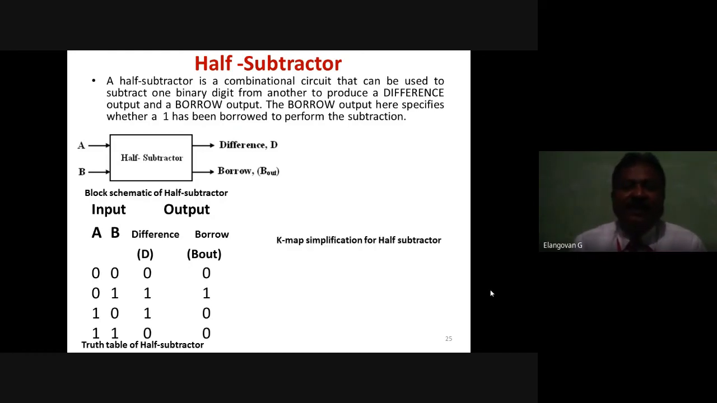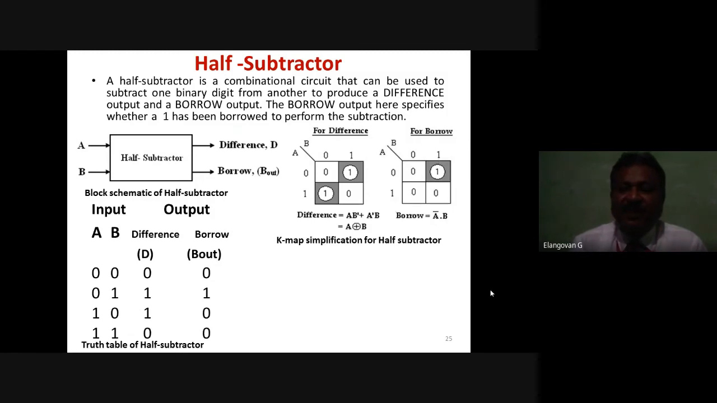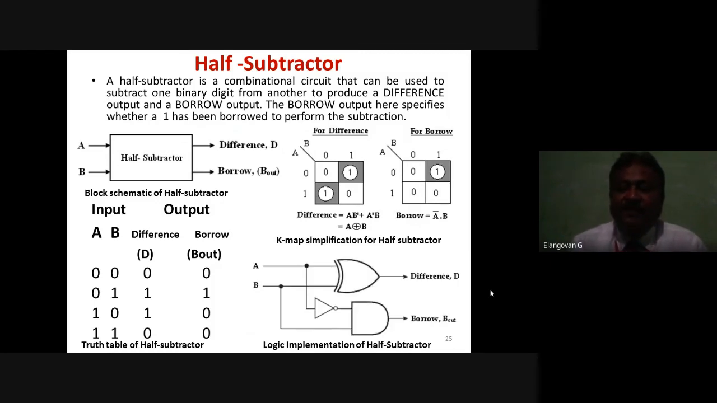Now construct the K-map for difference and borrow to get the Boolean expression. From that we can say the difference is an XOR gate and borrow is A dash dot B. Now if you look at the difference and sum, both are equal. So whether subtracting or adding, the difference or sum will be the same. The borrow or carry is also the same, but the only difference is that one of the inputs is inverted. Otherwise, it also looks like a half adder. So this is the half subtractor we have implemented.